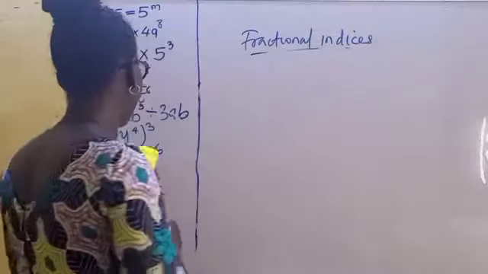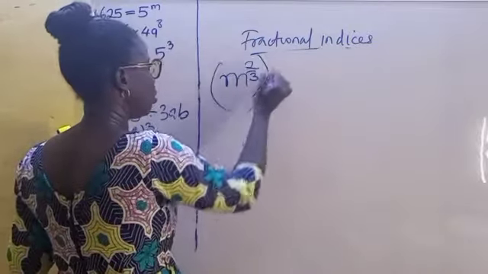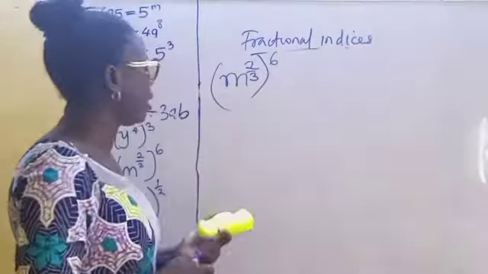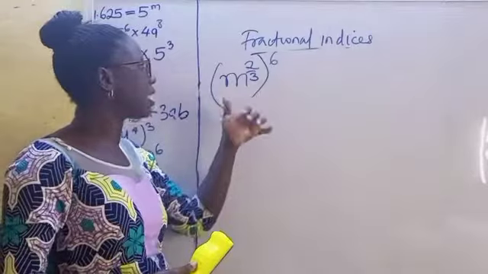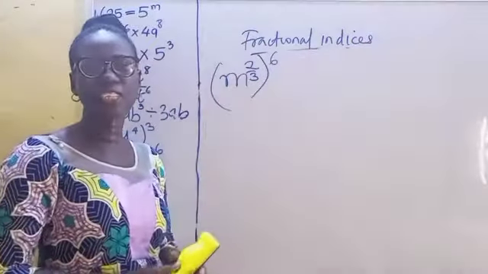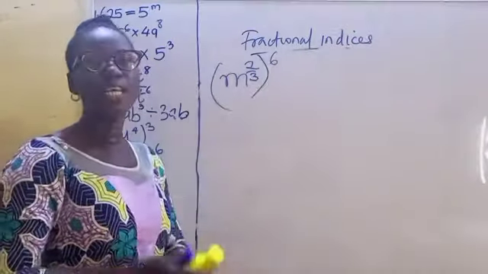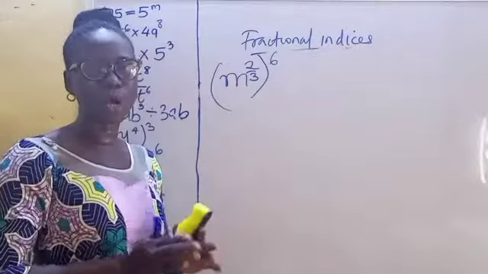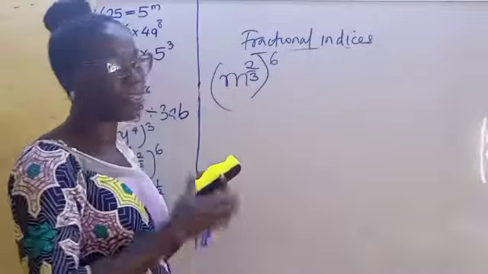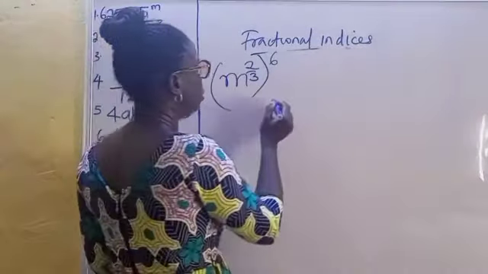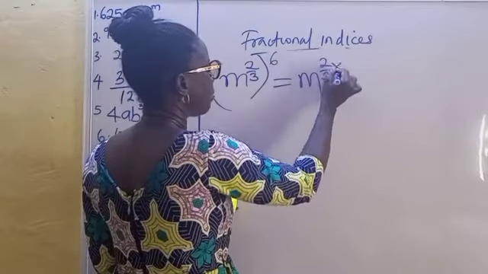The seventh question says m raised to the power of 2 over 3, all raised to the power of 6. Now, the first thing we realize is that the term m raised to the power of 2 over 3 is actually a fractional index. Raised to the power of 6 says we can apply the product law as well. So we are going to first of all apply the product law immediately. So we are going to say this is m to the power of 2 over 3 times 6.